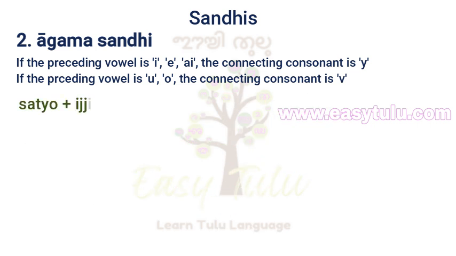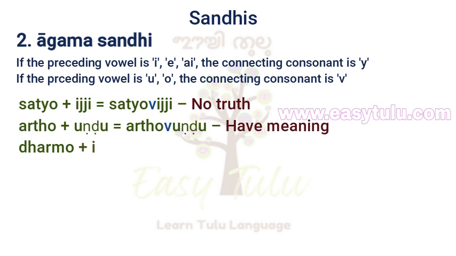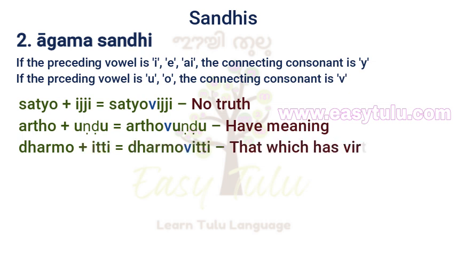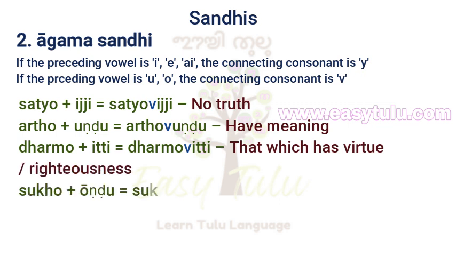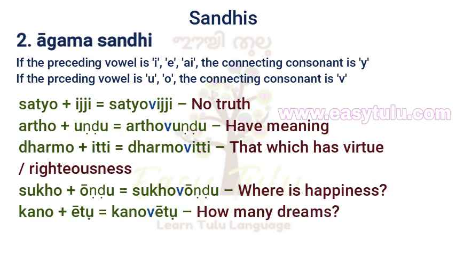Satya plus ijji, satyavijji, no truth. Artho plus undu, artho undu, have meaning. Dharma plus itti, dharmavitti, that which has virtue. Sukho plus ondu, sukho ondu, where is happiness? Kano plus etu, kanovetu, how many dreams?